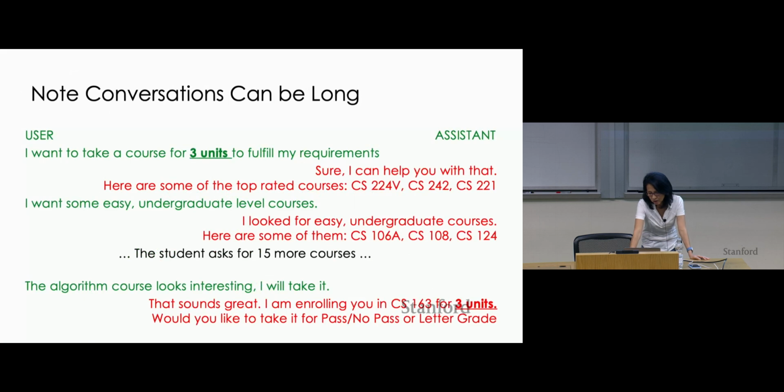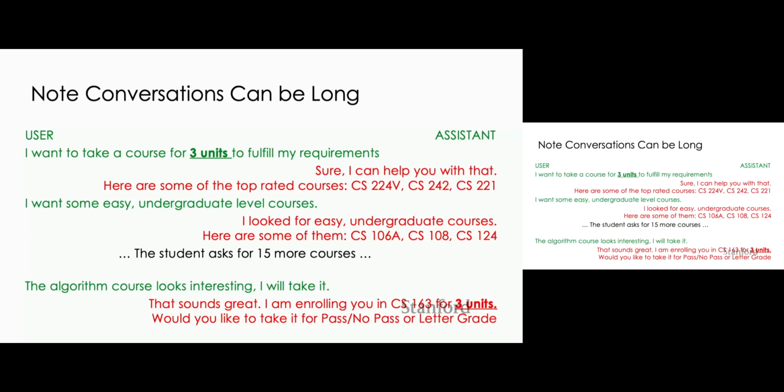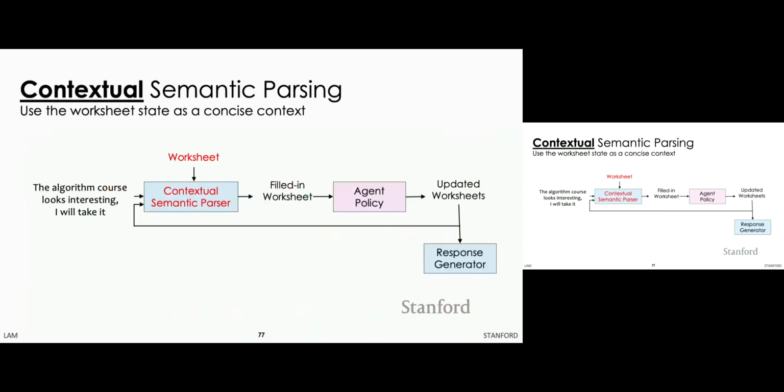So, I just want to focus on the fact that a conversation can be long. You can say, I want to do 3 units. And then you can have a long, long discussion. And at the very end, I'm enrolling you, I have to remember the fact that you said you wanted 3 units. So this is the kind of thing that you get automatically by keeping track of the key variables in the worksheet. Okay. So this is the basic idea.